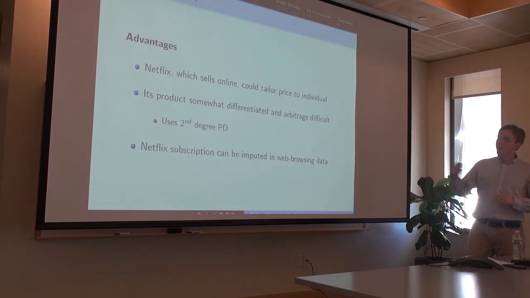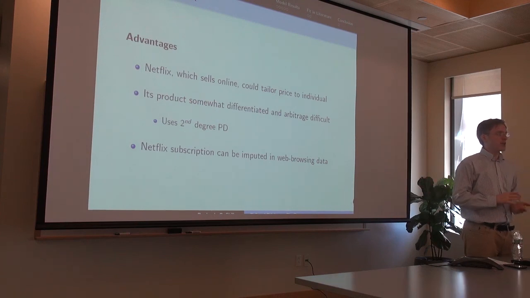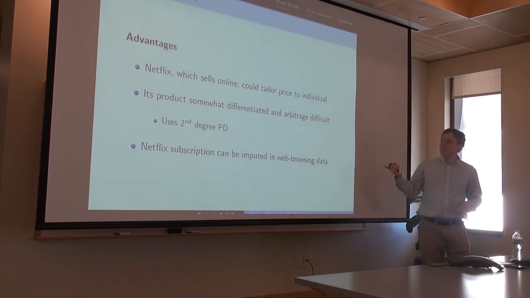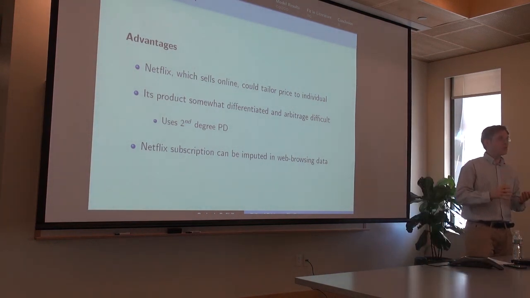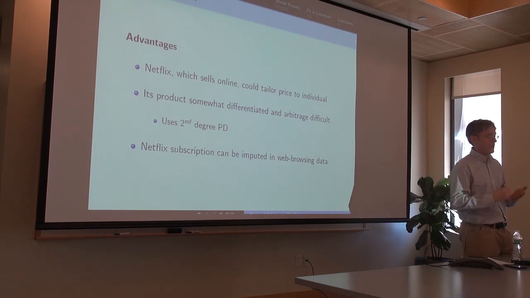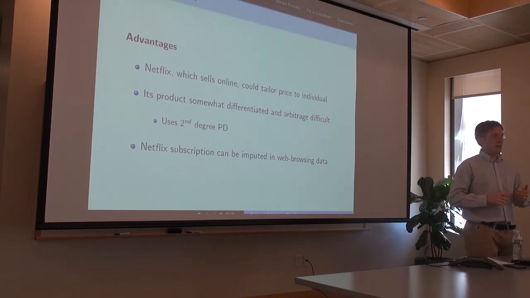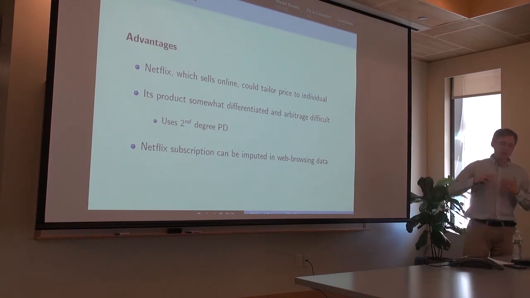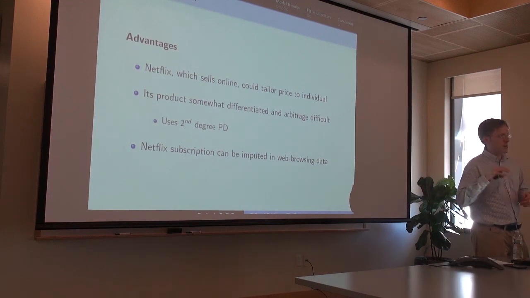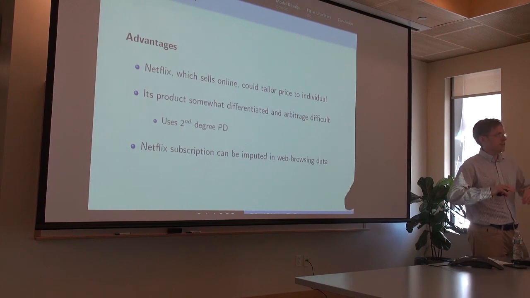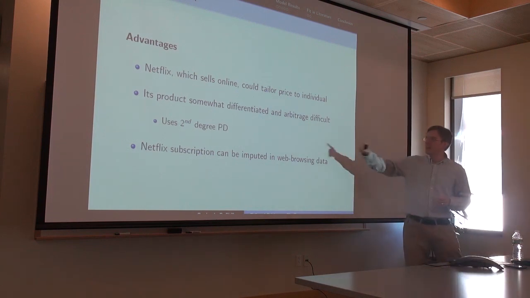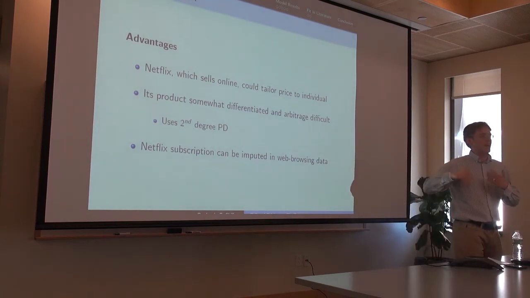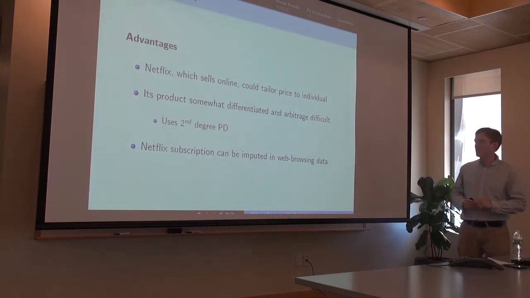Okay, so the context that I look at is Netflix, and there are three main reasons why. One is that Netflix did sell online. Basically, all of their sales are online, and so they could presumably use web browsing data to tailor prices. The second is that they seemingly can implement price discrimination. There are a couple of things that need to be true about the product and the level of competition for them to be able to price discriminate. And the fact that they do currently second-degree price discriminate seems evidence that they could, in fact, charge different prices to different consumers.